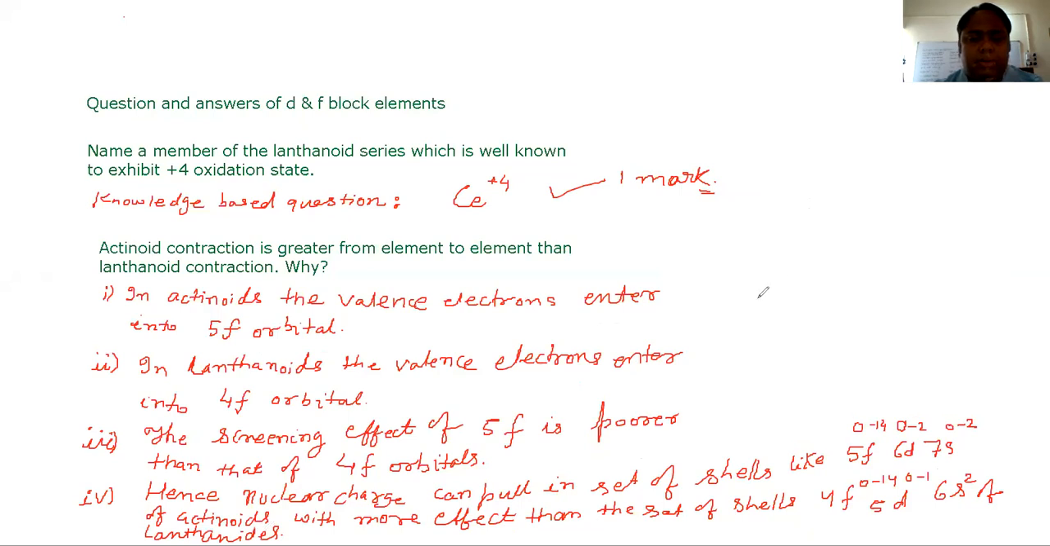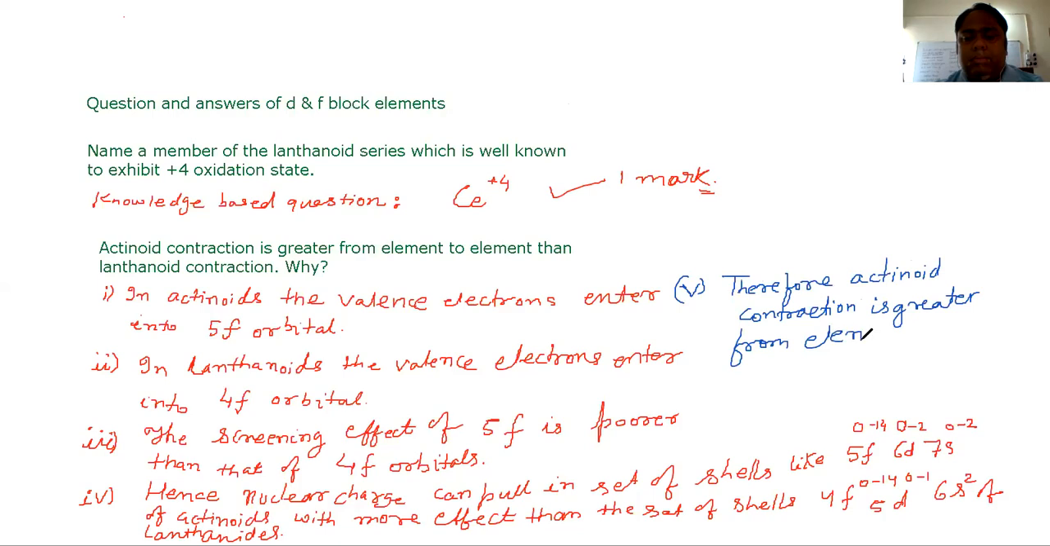Now we can write a concluding statement. Therefore, actinoid contraction is greater from element to element than lanthanoid contraction.